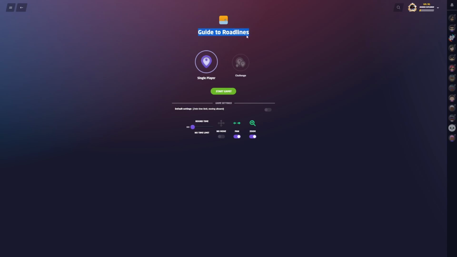So I chose road lines this time because I know most of my road lines pretty well. I think I can share those with you. Of course, if I get anything wrong or I miss out on anything, please let me know in the comments. I also am a little bit sick, so if I sound a little bit off, it's because I'm sick. Sorry about that. Can't really do much. But let's go into it.